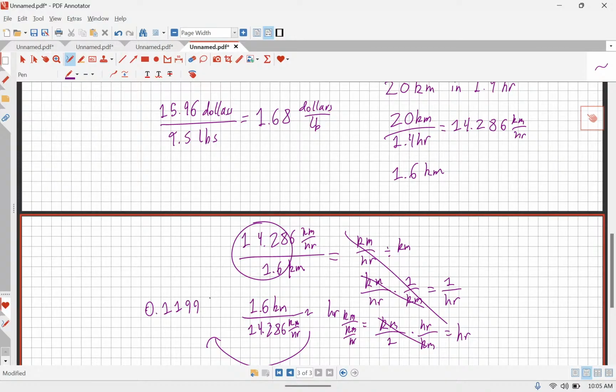Something around there. Hours. Multiply that by 60. It'll tell you how many minutes, which is pretty amazing. Like a little over 6 minutes to walk to Macy's. I'm not sure I could run there in 6 minutes.